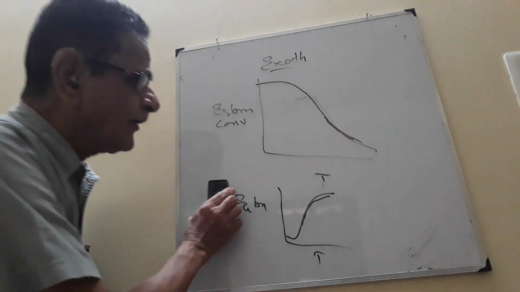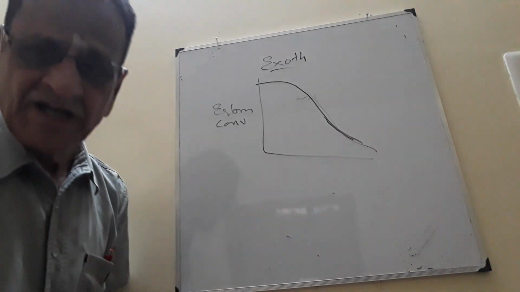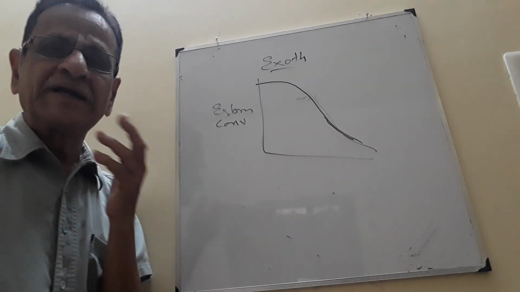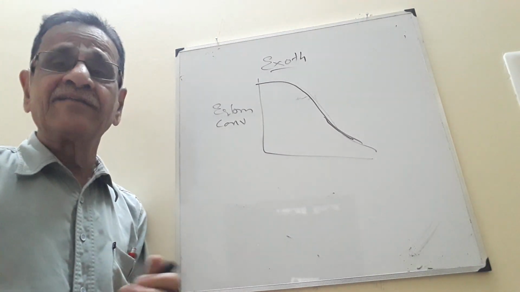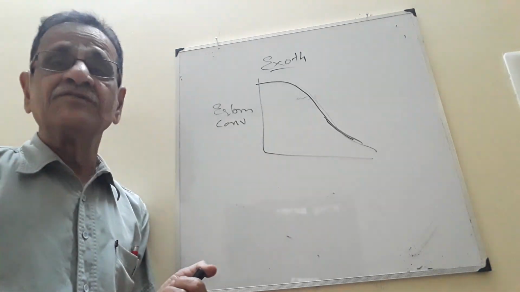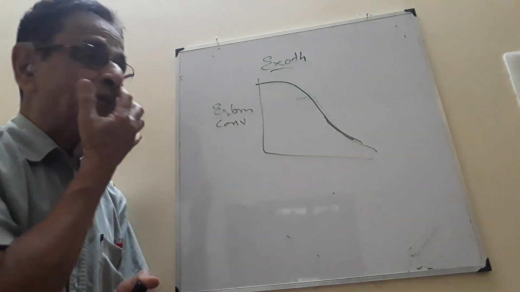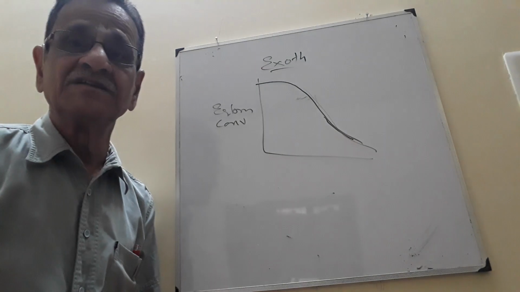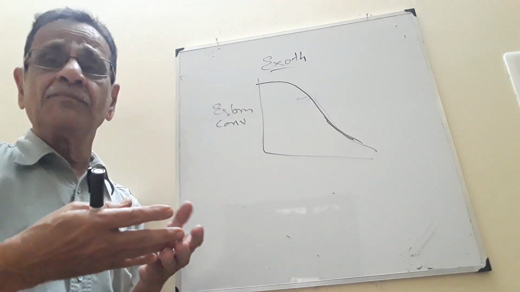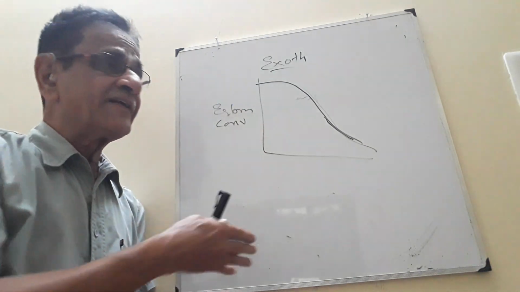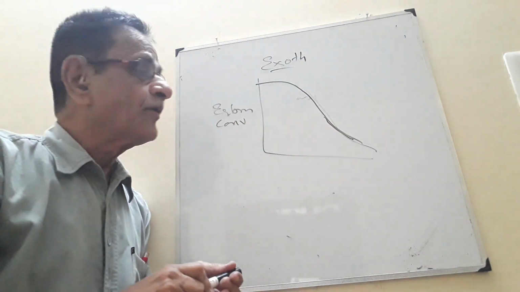Now, according to kinetics, the speed of reaction depends on temperature. k equals k0 e power minus E by RT. So, according to kinetics, the higher the temperature, the faster the conversion. But in an exothermic reaction, what happens? Higher the temperature, lower the conversion. What are you going to do? It's a compromise. Kinetics says higher the temperature, faster. Thermodynamics says higher the temperature, lower the conversion. What are you going to do?